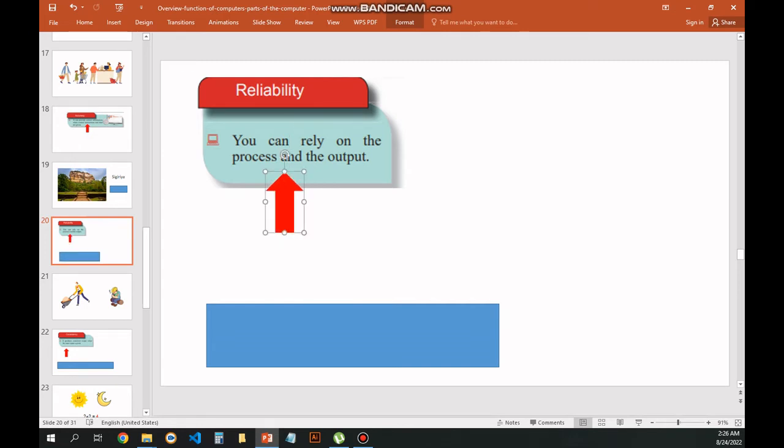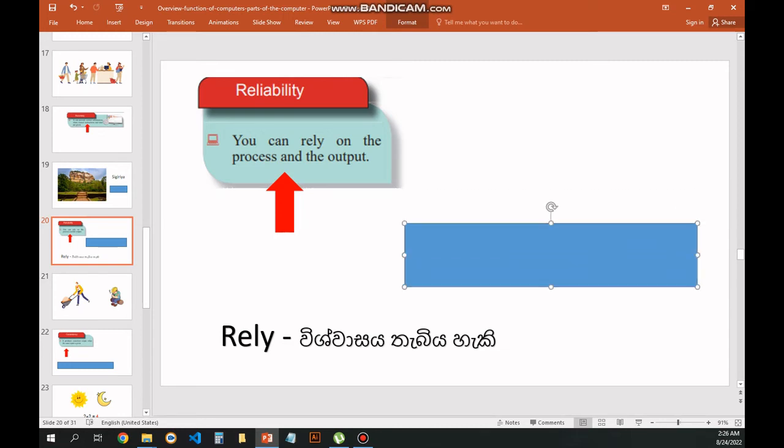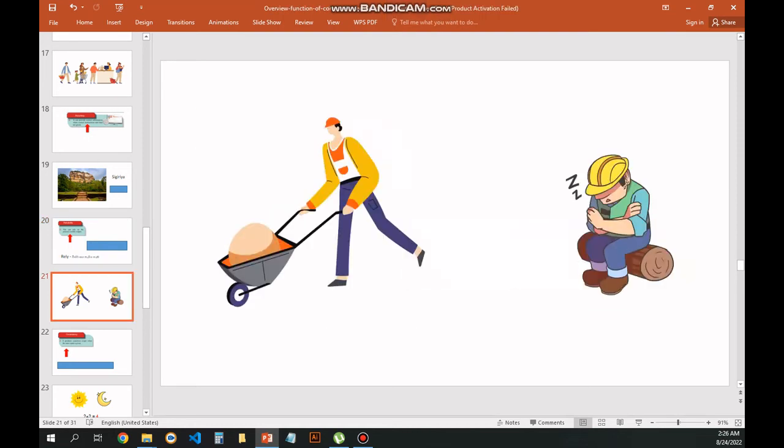What's the meaning of rely? In Sinhala we say විශ්වාසය තැබිය හැකි, right? අපිට මේ ක්‍රියාදාමය පිළිබඳව විශ්වාසය තැබිය හැකි. That means what? For example, if you ask a person to do a certain task, you know that person is going to be a hard worker, so you are expecting this result.